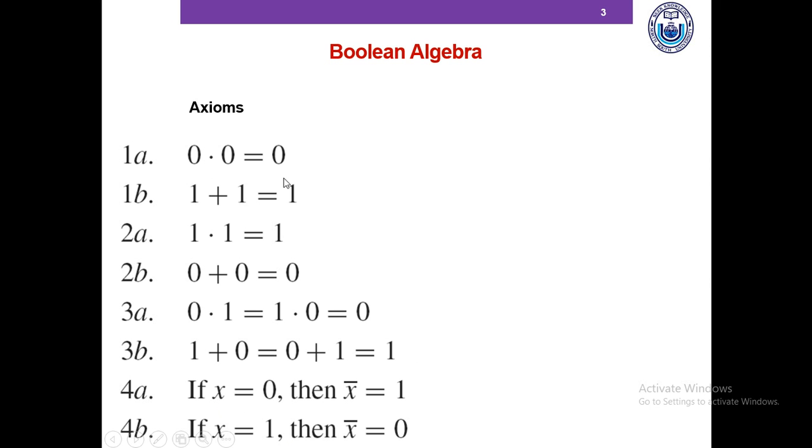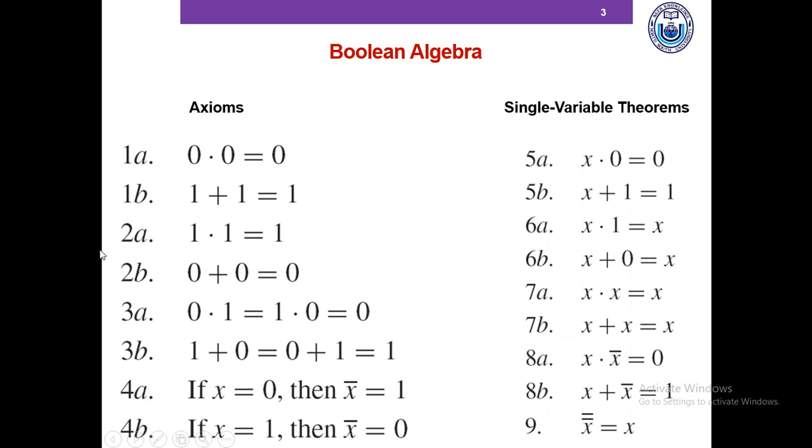From the axioms listed here, we can define some rules for dealing with single variables. These rules are called single variable theorems. Let's say x is a binary variable. So x AND 0 is equal to 0, and x OR 1 is equal to 1. Again, x AND 1 is equal to x, and x OR 0 is equal to x. These are pretty straightforward because we can compare them with ordinary algebra and remember them.